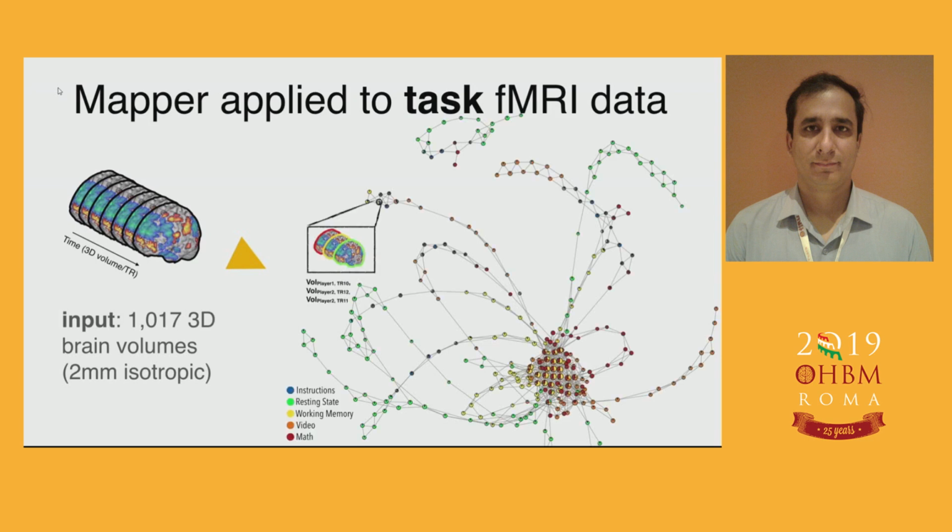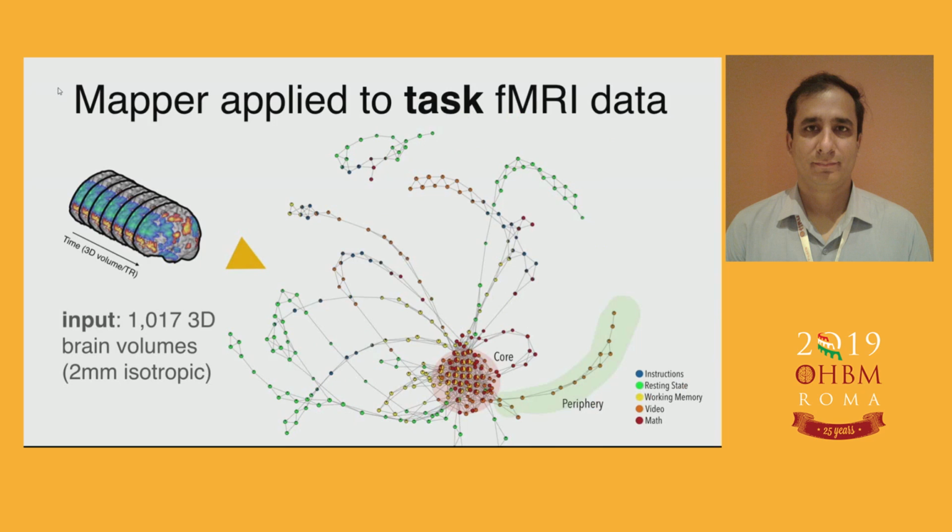You take any one person's data, about 1,000 frames, and this is how the shape graph looks for that person. Now it's grayscale, but because I know exactly which task that person is doing at every single TR, I can color the graph based on the different tasks: resting state, working memory, video, and math. Each node in this graph is a bunch of time frames, whole-head time frames. If they're connected or within the node, the spatial activity is very similar.